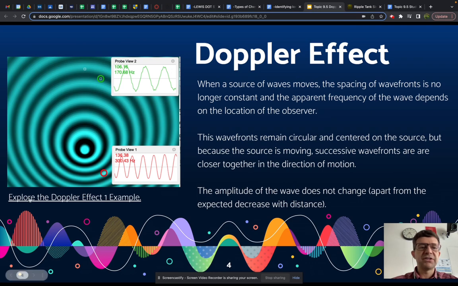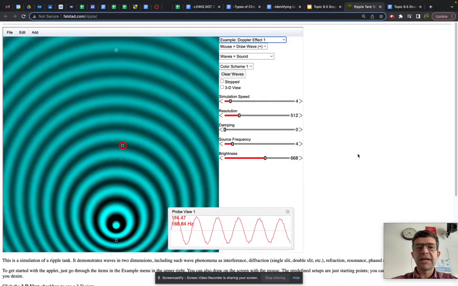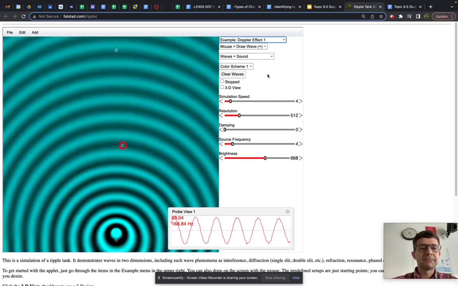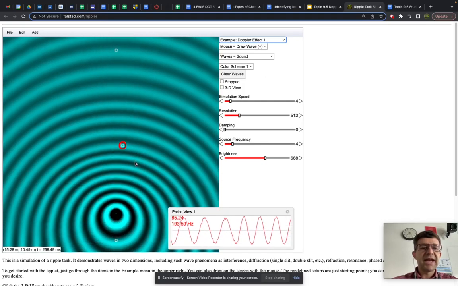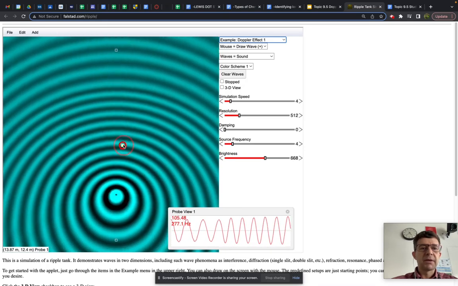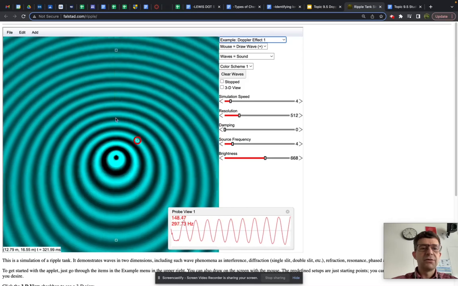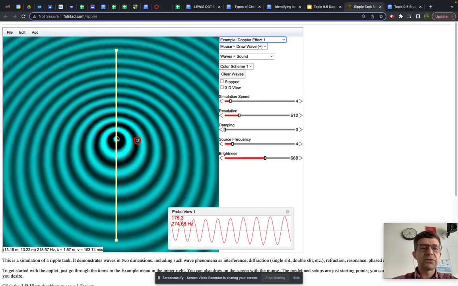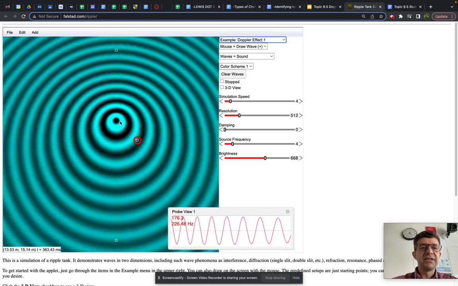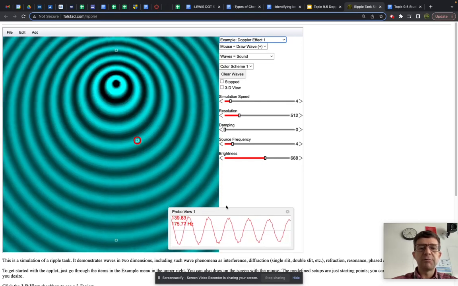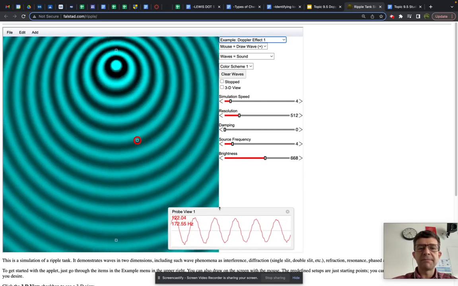So I'm going to hop over to the Fallstad ripple tank. There's a link here. And what we're going to look at is example 1 of the Doppler effect. So just to let you know what we're looking at here, we have a probe. The probe is placed here along an axis where our source of waves, the source of these circular waves, is moving back and forth. And on the probe, I can see what frequency I'm observing.